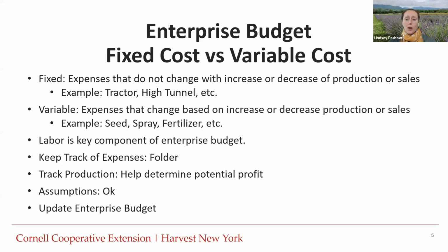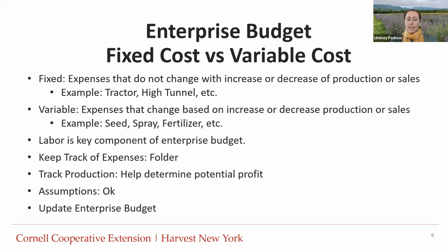You want to be able to track your production, so how much is produced in your field, but also if you have livestock, how much meat you might be getting if you're selling meat products. This also will help determine potential profitability for your operation. So that's what an enterprise budget does. It helps you determine what your overall expenses would be, specifically for individual commodities, but it also will help to determine what your potential profit could be for your operation.